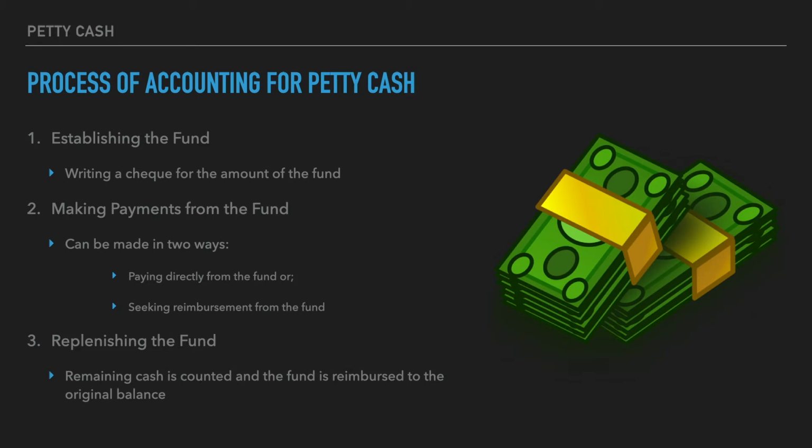Accounting for petty cash can be broken down into three key steps, the first being establishing the fund. This is done by writing a cheque for the amount of the fund, which is then cashed in and is looked after by the designated caretaker of the fund, called the custodian.